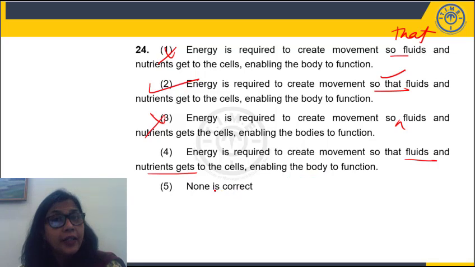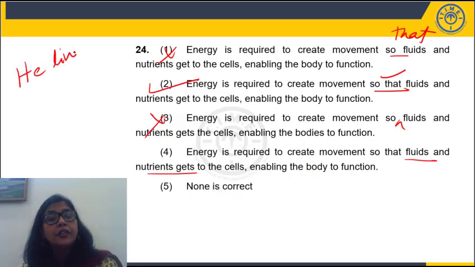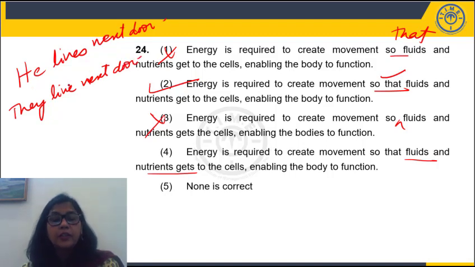So when you add an S to a verb, it becomes singular. See, he lives next door. And they live next door, right? So then over here, fluids and nutrients, plural subject. So gets doesn't match here. So fourth also ruled out. Correct answer, option 2.